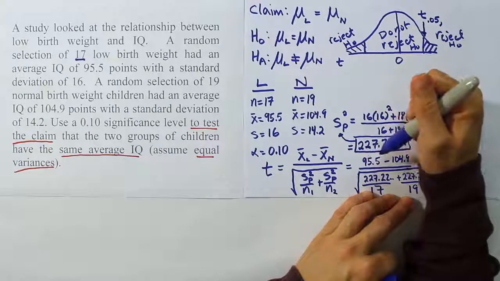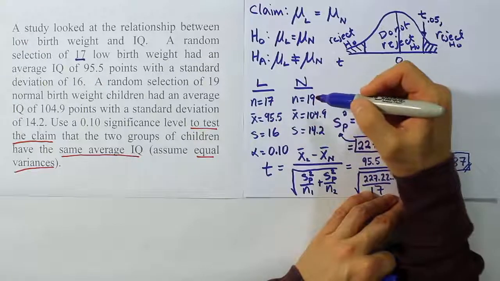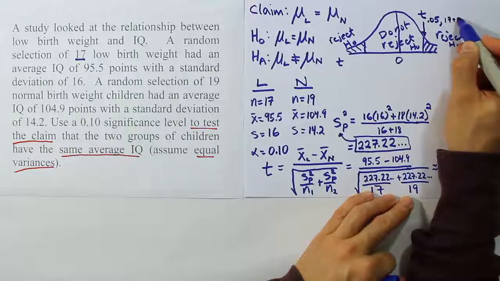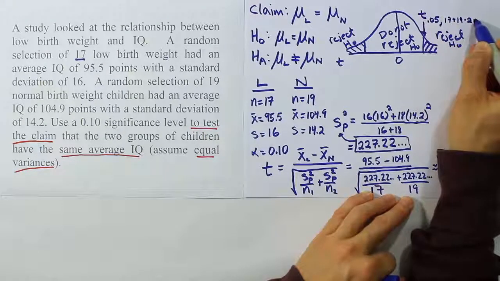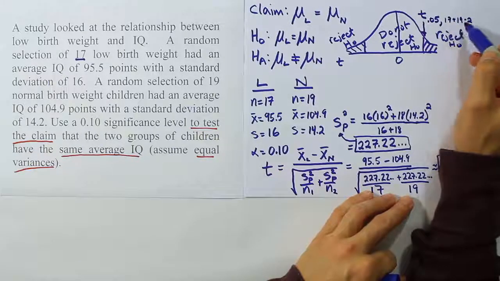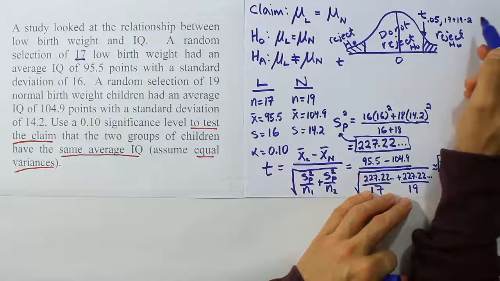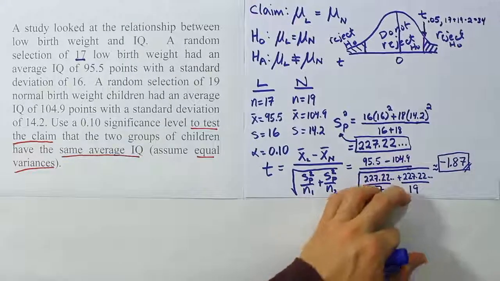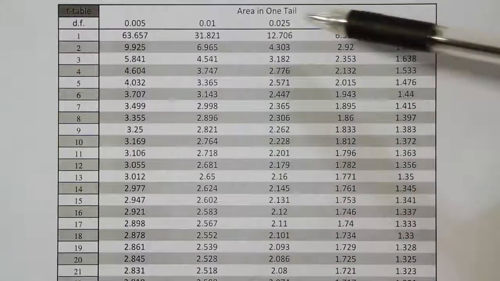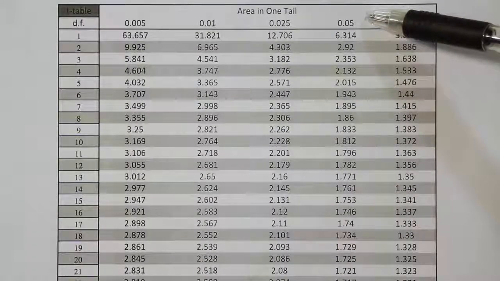And for this guy, the degrees of freedom is simply this plus this minus 2. So we're going to have 17 plus 19 minus 2. Or of course, 34 will be the final answer because it'll end up being essentially 17 plus 17, which is the same as 34. Okay, so let's go to the chart, the t-table. Let's look up in the 0.05 column 34 degrees of freedom, and let's find our critical value. Okay, so we're looking at 0.05 with 34 degrees of freedom.